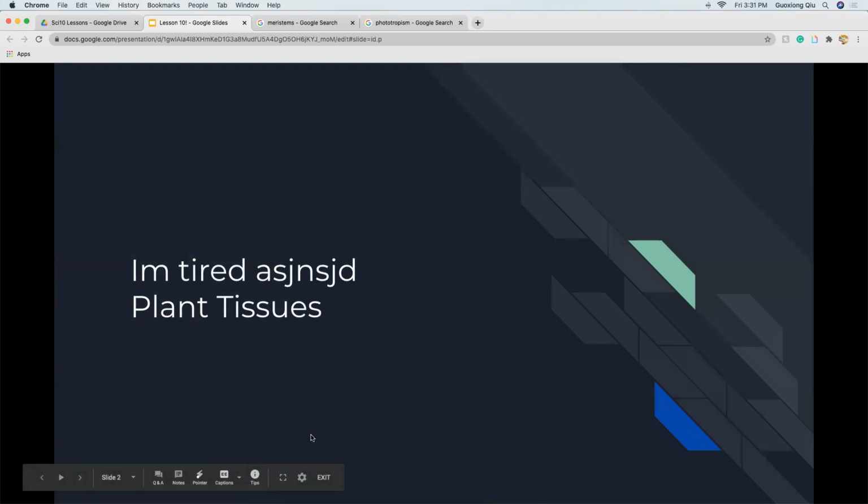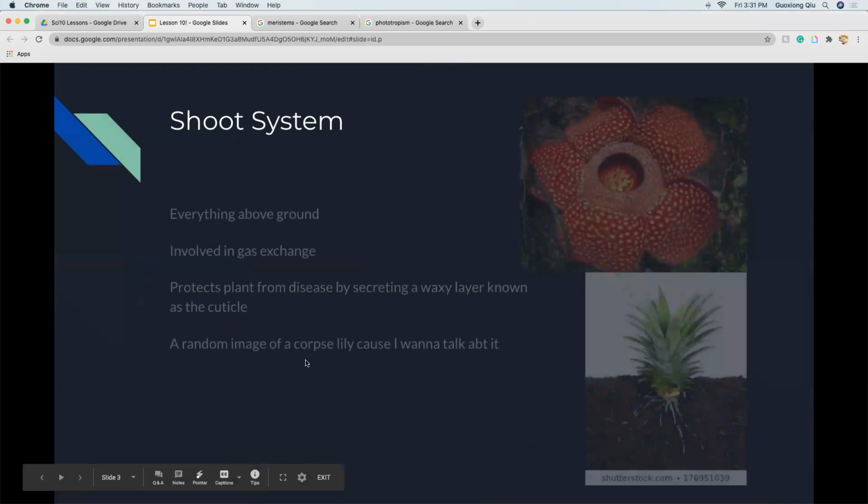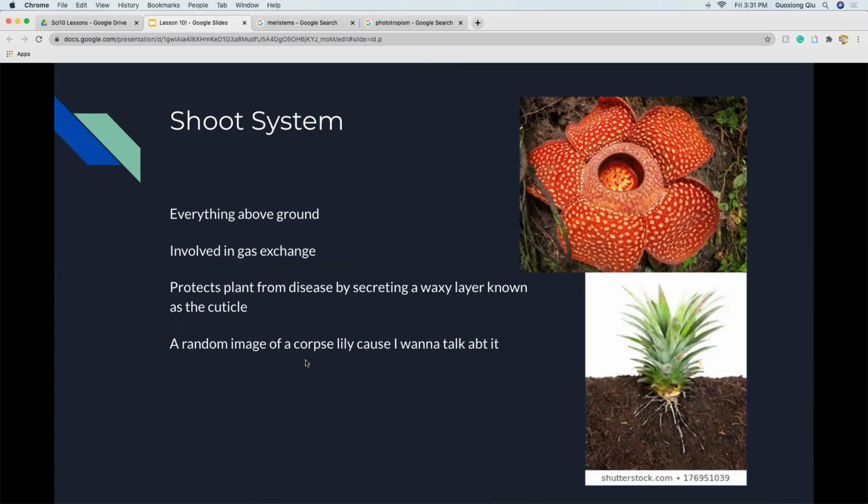There we go. Our first topic is plant tissues. First off, one of the plant tissues is the shoot system. The shoot system is everything above ground of the plant. So if you look here at this pineapple, it's basically anything that's not the roots. Everything from this dirt area and up is part of the shoot system. The shoot system is involved in gas exchange. It does photosynthesis. It also protects the plant from disease.